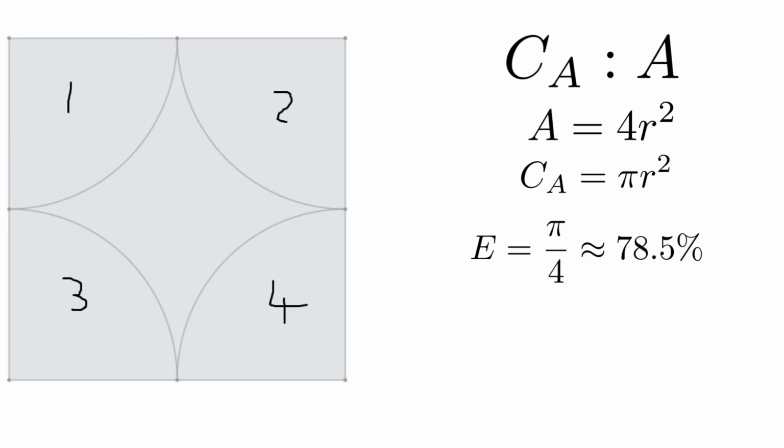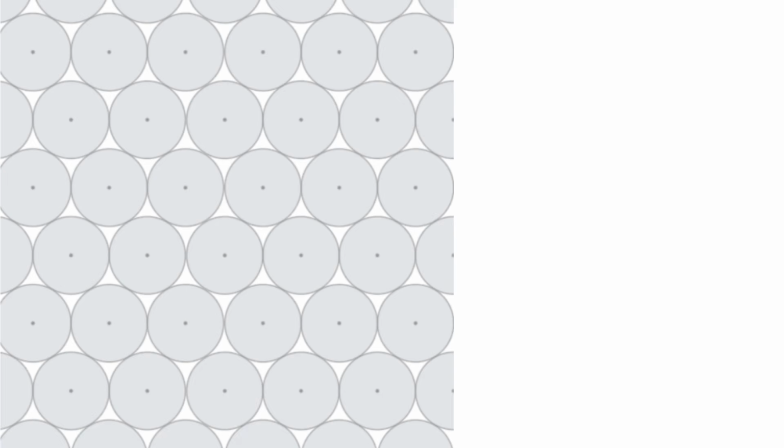Surely there is a better way. Well, what if we pack them in equilateral triangles? In this case, the packing looks like this, and each cell is an equilateral triangle, like this. Each side length is 2r. If we use the equilateral triangle area formula, we get the area to be the square root of 3 r squared.